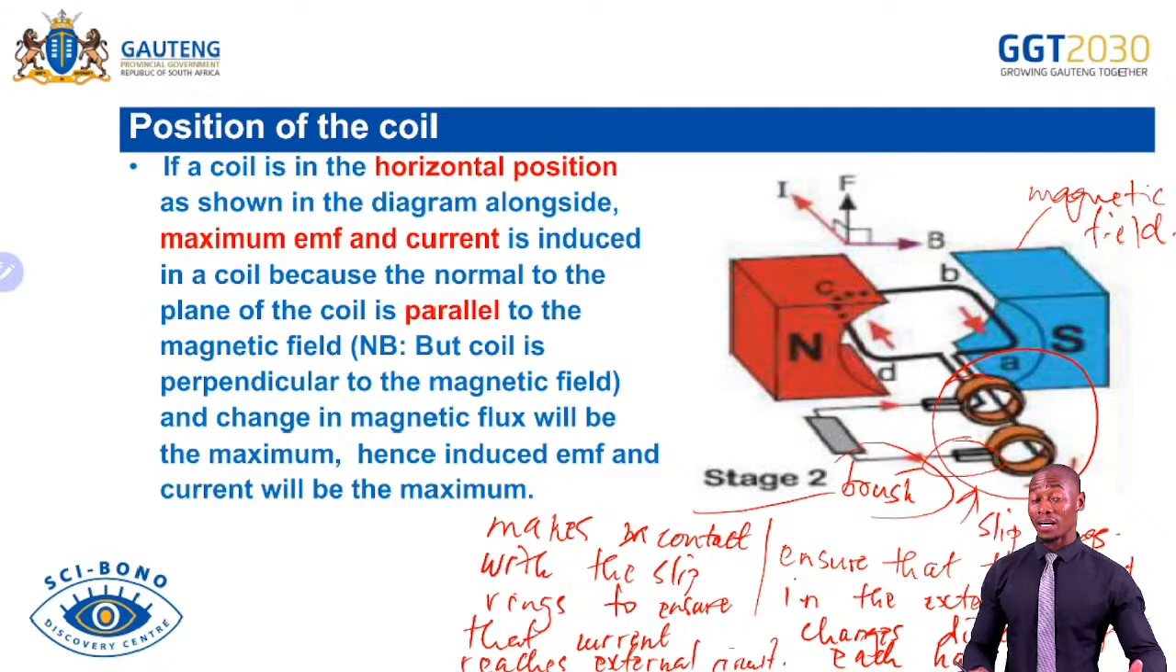Direction after each half turn. What about the brushes? They make contact with the slip rings to ensure that the current that is induced in the coil also reaches the external circuit, right?